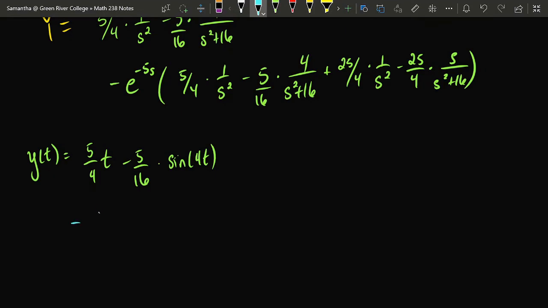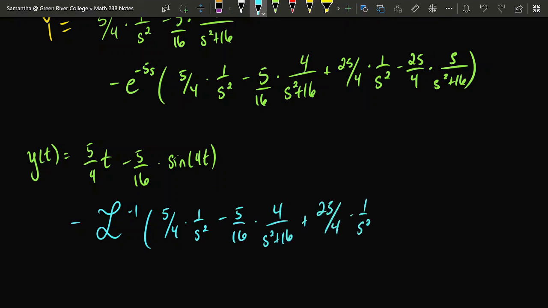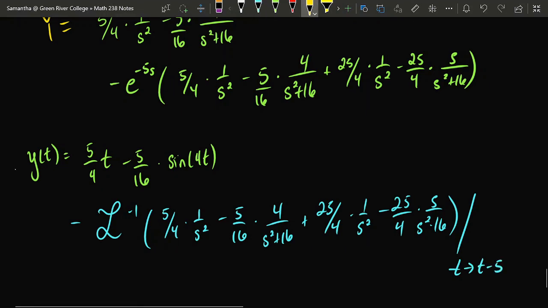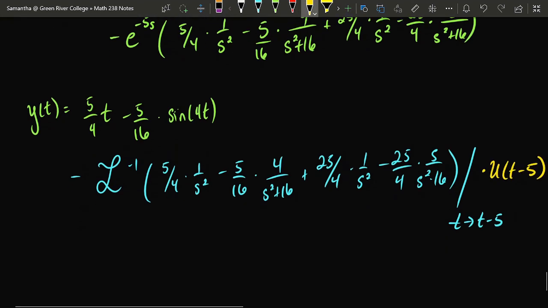So I'm going to find the inverse transform of the stuff that's being multiplied by the exponential. But in the result, I'm going to replace all of the t's with t minus 5's from the minus 5 in the exponential. And then I'm going to multiply by the unit step, which is also shifted 5 units to the right.